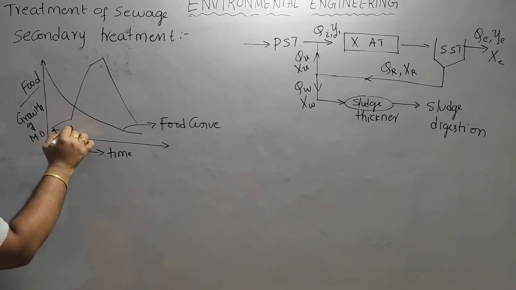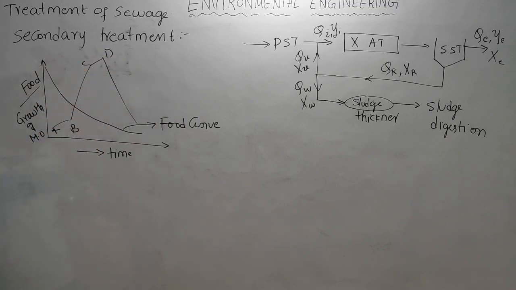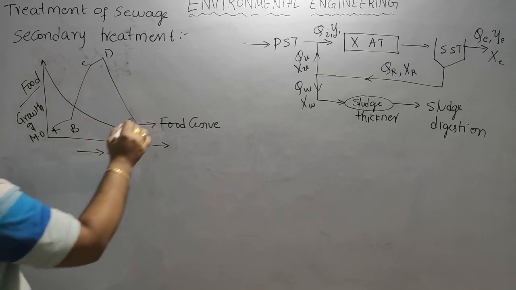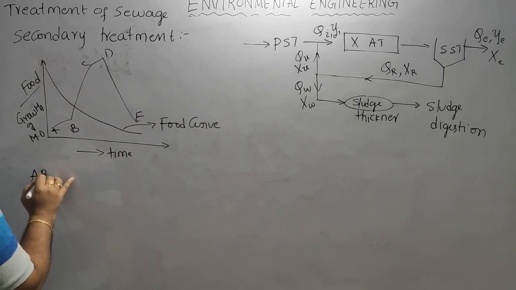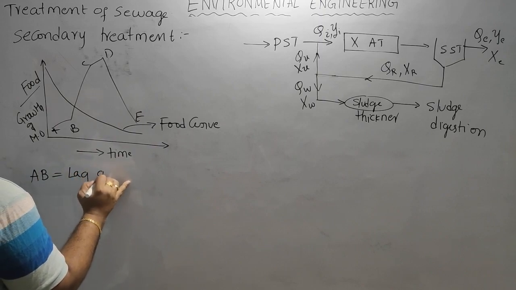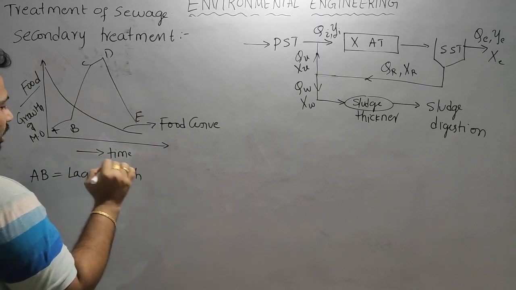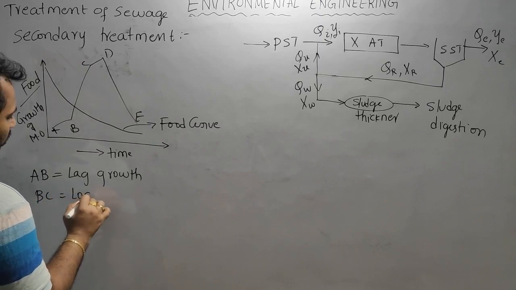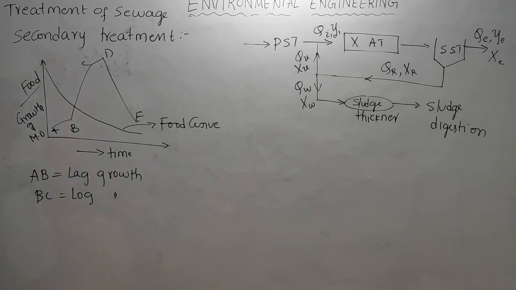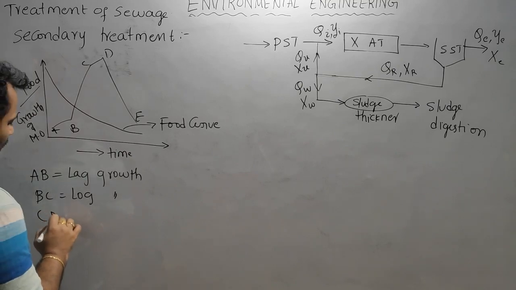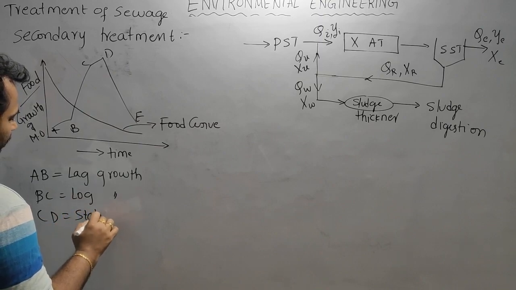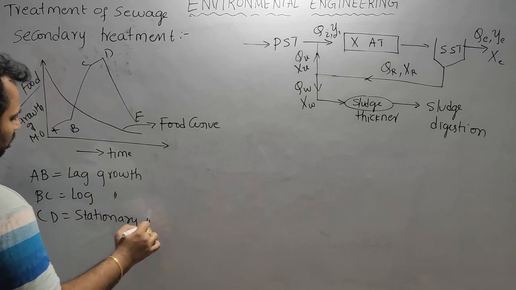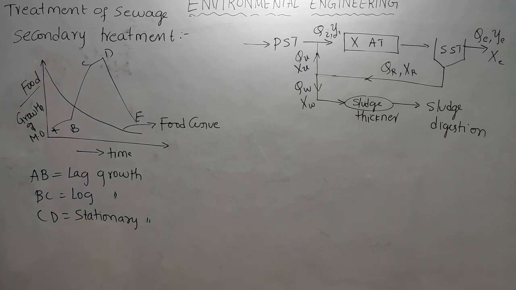So this is A, B, C, D and E. Okay, so AB, we call AB as lag growth. So the growth is very less. So that is called lag growth. BC is log growth. Log means logarithmically, it grows very fast, exponentially. CD represents stationary growth or constant growth.